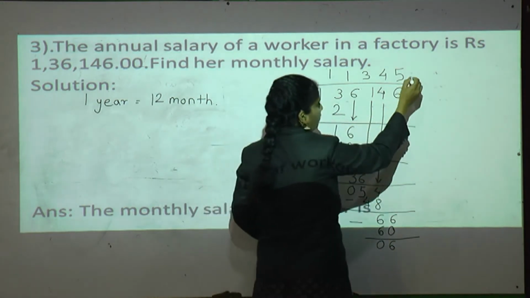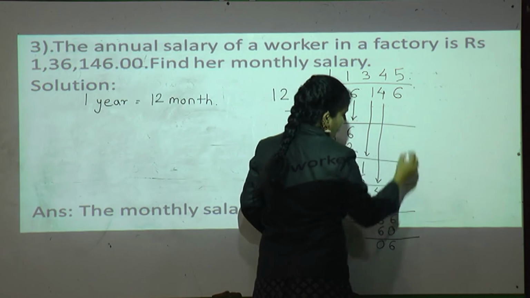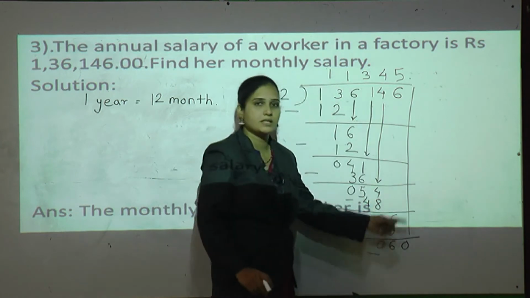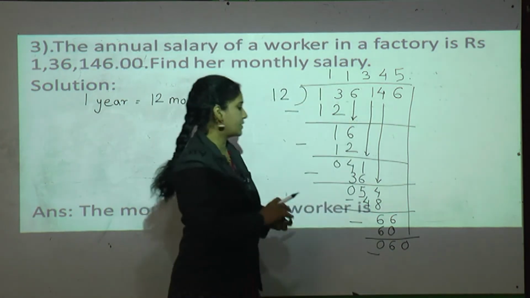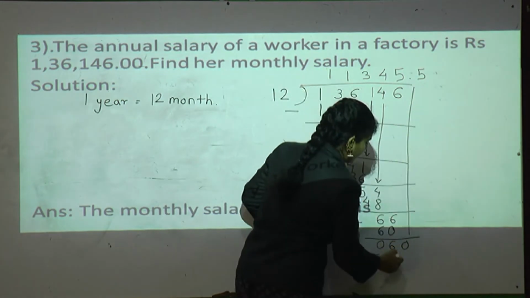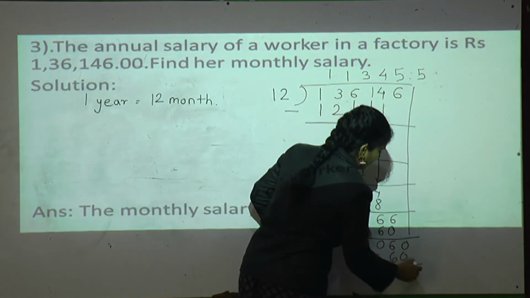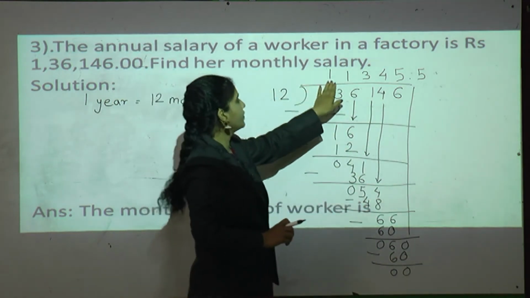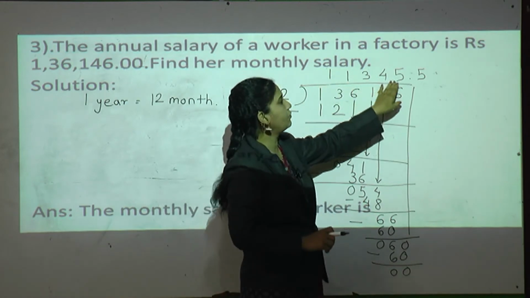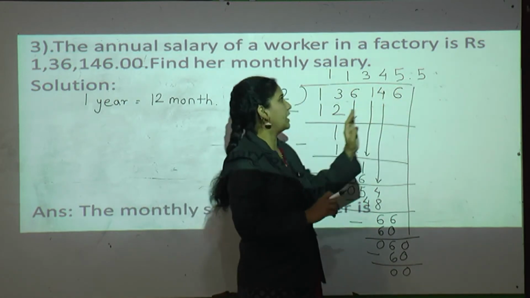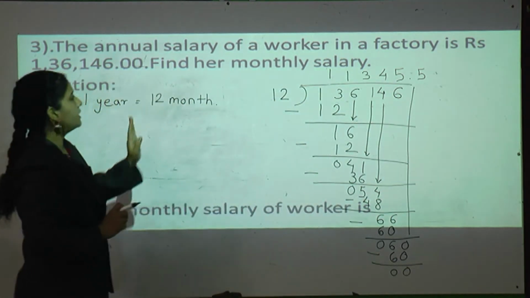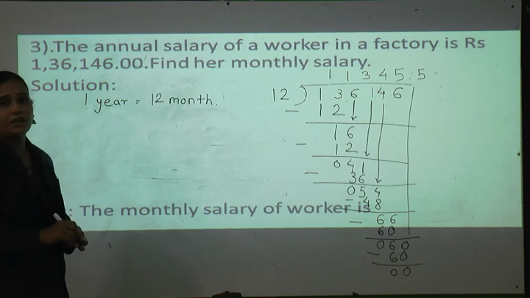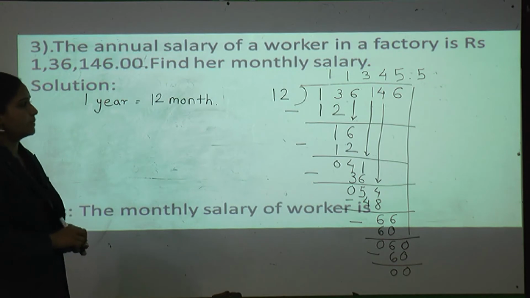Now students, take a point here and take one 0. 60 is in the table of 12. Yes, 12 fives are 60. So just 60 minus 60, 0 will be the remainder, and the quotient is 11,345.5. That means the monthly salary of the worker is 11,345 rupees 5 paise. That means 50 paise.